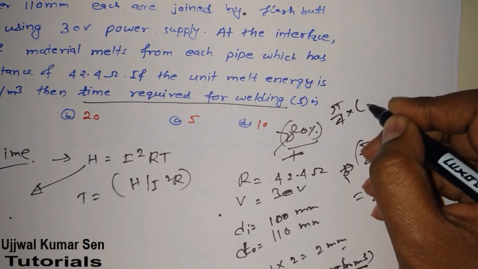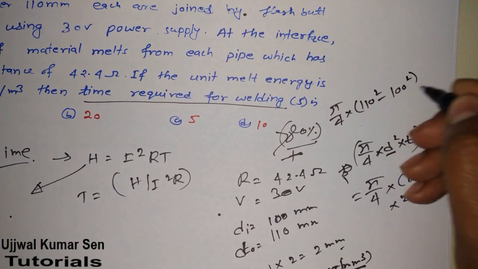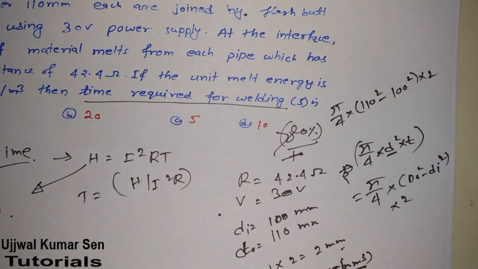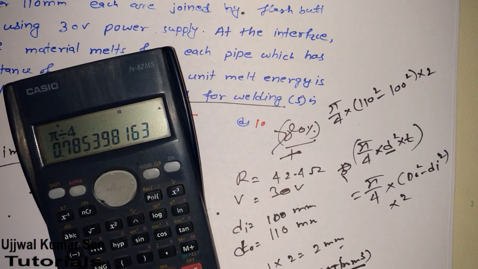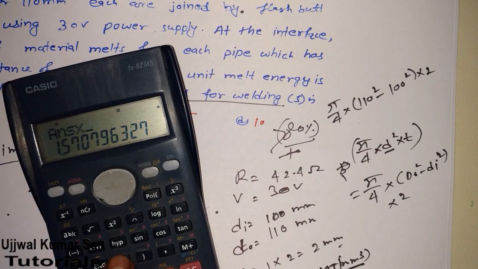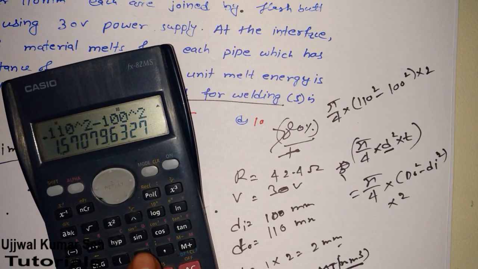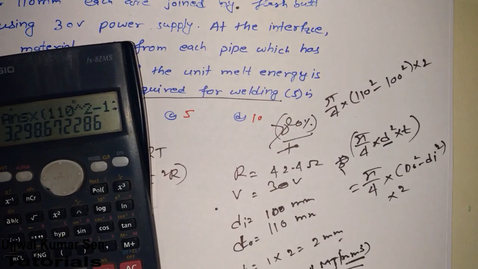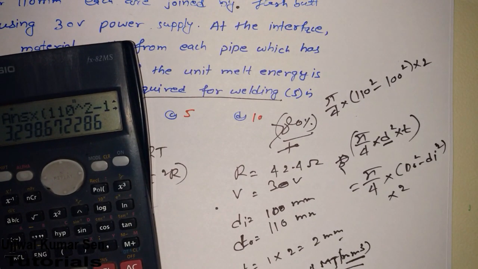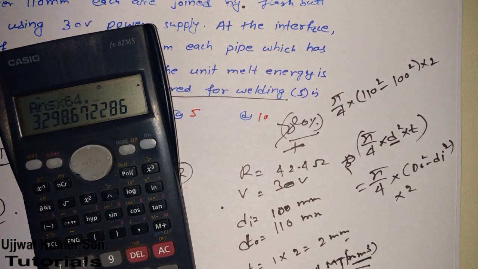So I can just write the values here. Pi by 4 d naught square, that means outer diameter 110, and 100 square, multiplied by 2. This is the volume, right? So pi by 4 multiplied by 2 multiplied by 110 square minus 100 square is equal to this much. It's volume, right? Now if I multiply this value with this, I will get the energy. So I'll multiply this by 64.4.